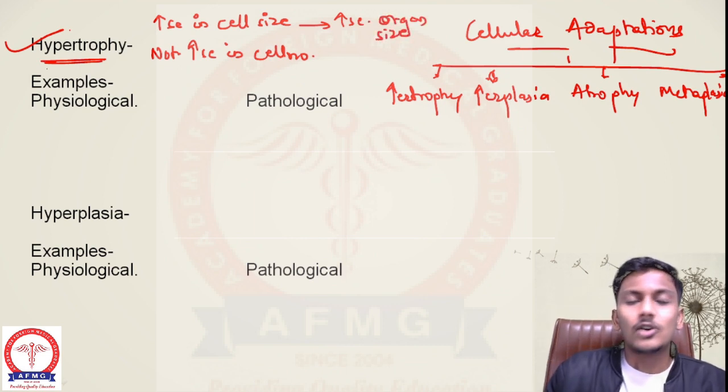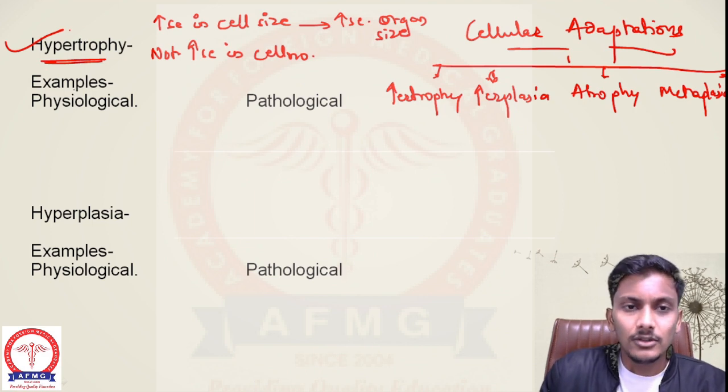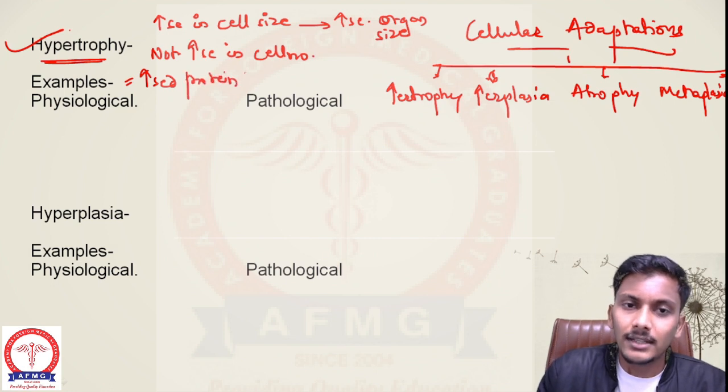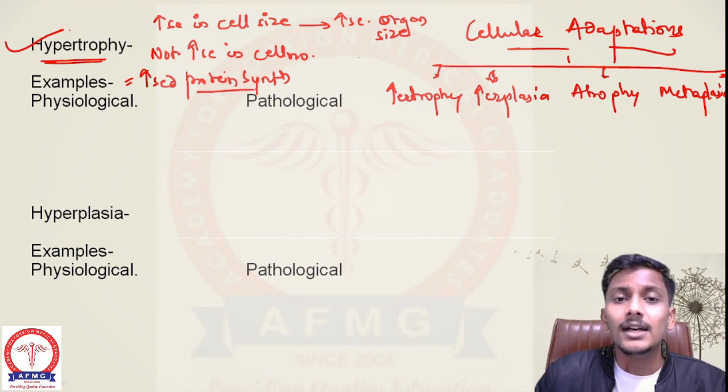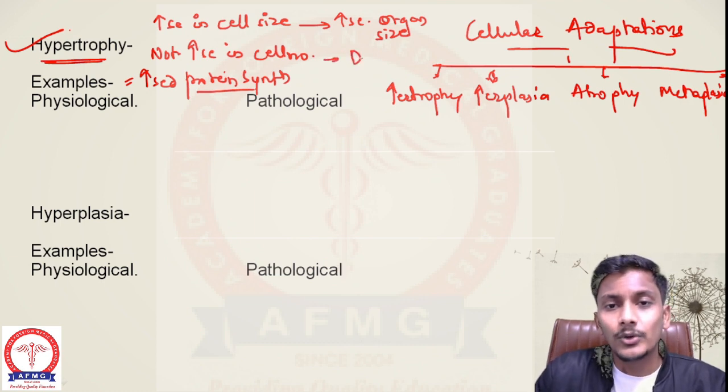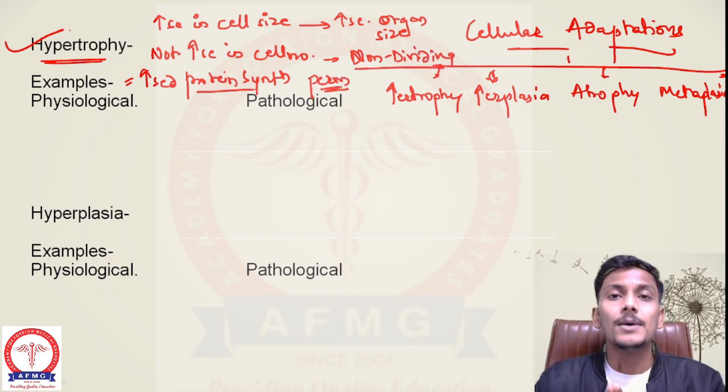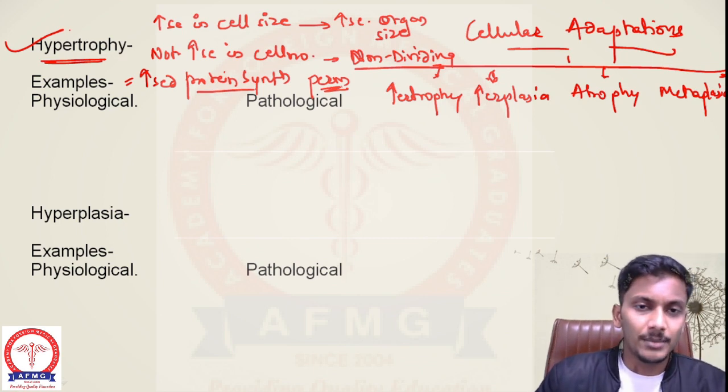So what is the cause? What is the mechanism of hypertrophy? Please remember, the mechanism of hypertrophy is increased protein synthesis, which leads to increase in the cell size. So there is only increase in cell size but not increase in the cell number. That is, it occurs only in non-dividing cells, also known as permanent cells. Important one to be remembered.